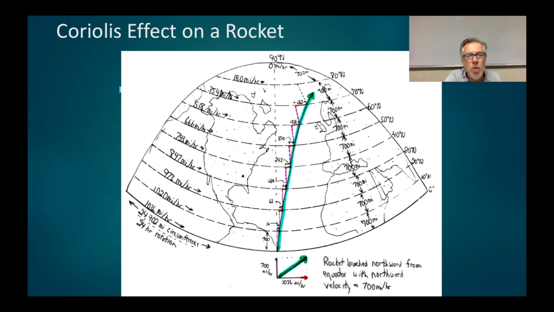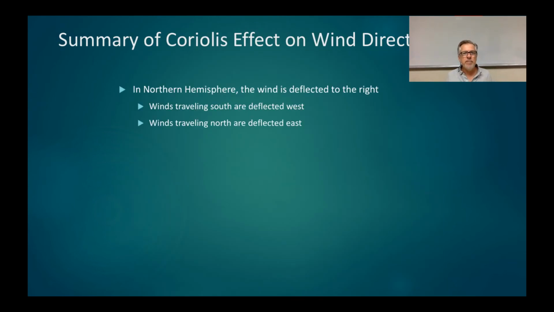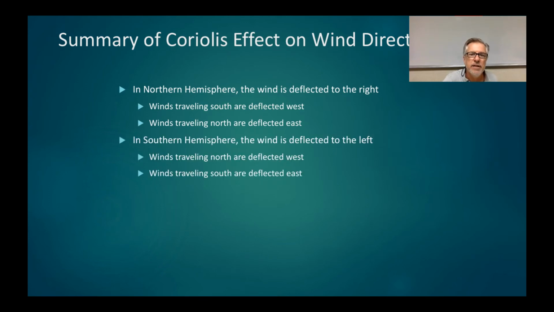So, I hope you understood that explanation. It is a difficult thing to understand. The summary is this. In the northern hemisphere, the wind is deflected to the right. Winds traveling south are deflected west. Winds traveling north are deflected east. In the southern hemisphere, the opposite is true. The wind is deflected to the left, so winds traveling north are deflected west, and winds traveling south are deflected east.